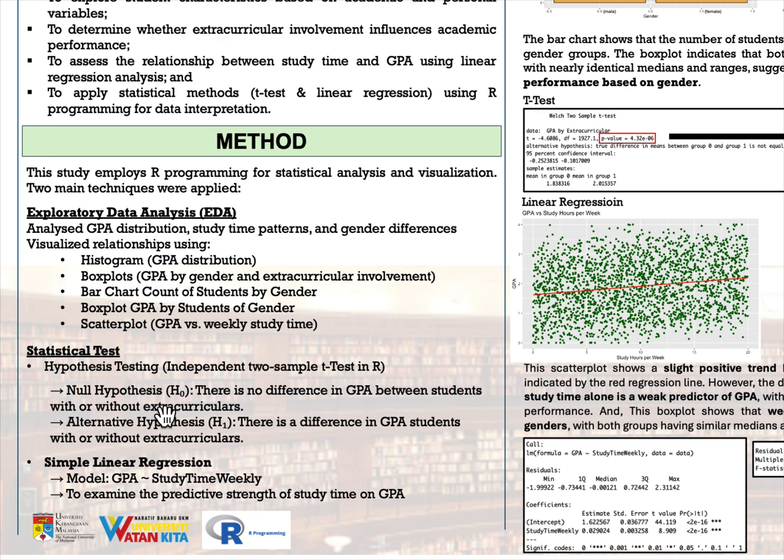is the null hypothesis: there is no difference in GPA between students with or without extracurriculars. Alternative hypothesis: there is a difference in GPA between students with or without extracurriculars. And for the simple linear regression, the model relates GPA and weekly study time. The purpose is to examine the predictive strength of study time on GPA.